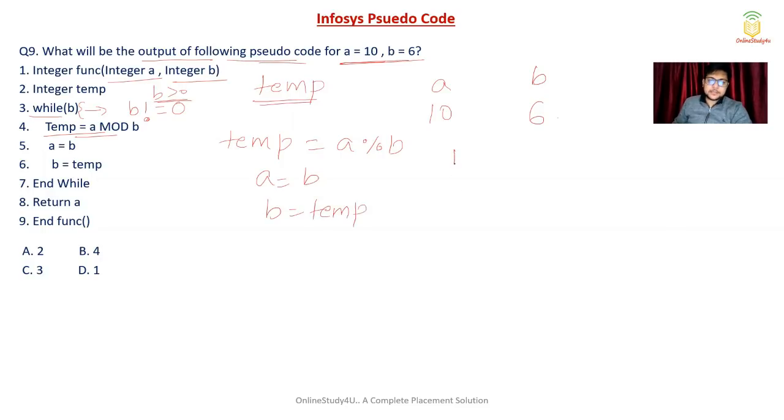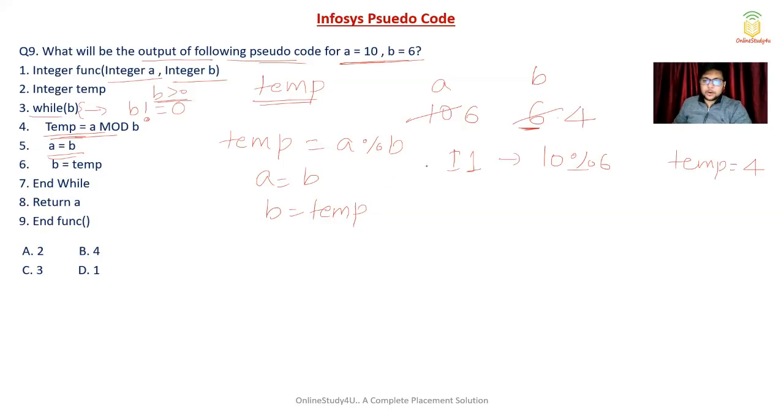Let's do iteration 1. In iteration 1, my B is not equal to 0, it is greater than 0 in fact. So my temp gets updated to A mod B, that is 10 mod 6, which is 4. What does my mod operator do? It simply gives me the remainder when 10 is divided by 6. So my temp gets updated to 4. My A gets updated by B, that is 6, and my B gets updated by temp, that is 4.